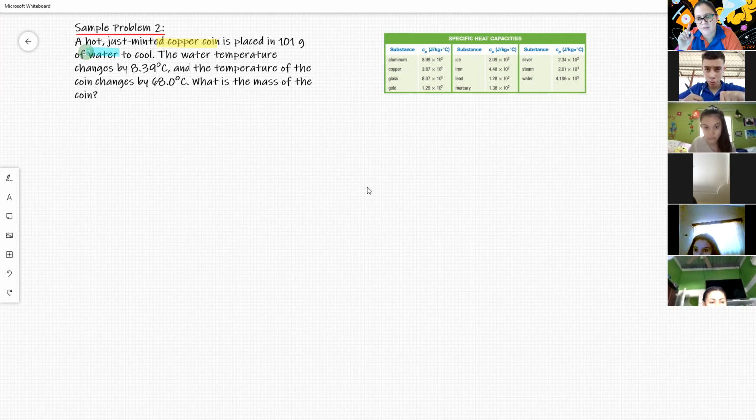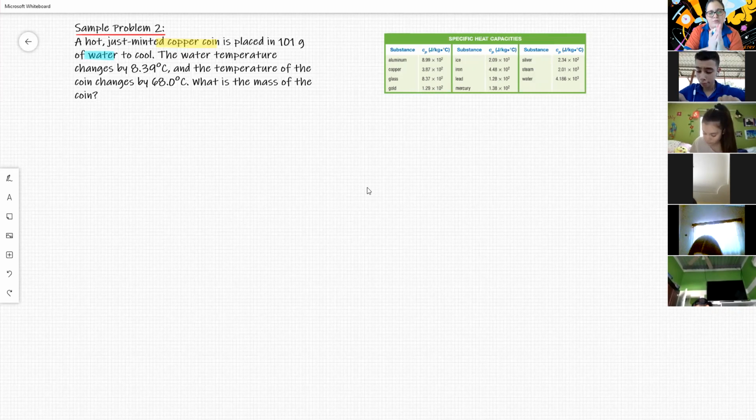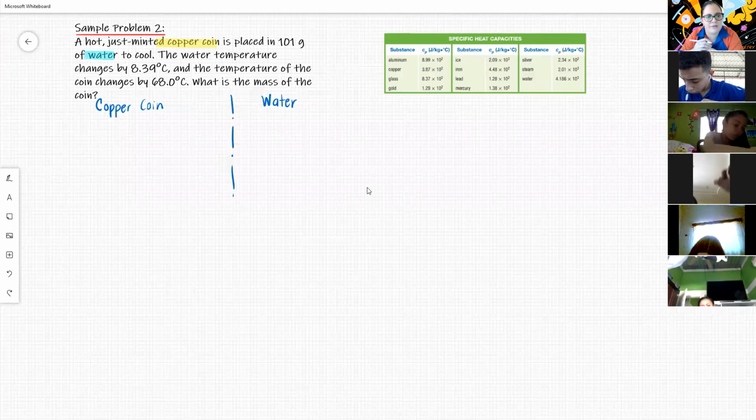That is very important that you analyze. You have water and you have a copper coin. So what I do when I have two substances is separate the givens according to the type of material, the type of substance. Let's see. I will write here copper coin, and I will write here the water. That's how I'm going to separate the givens.